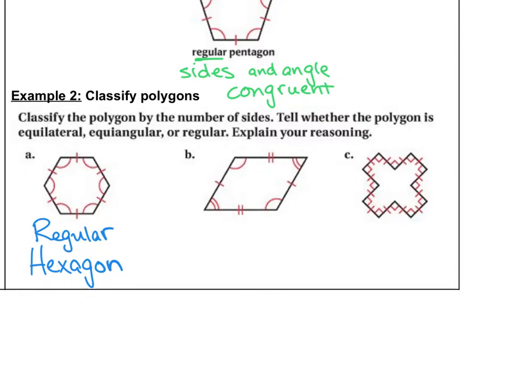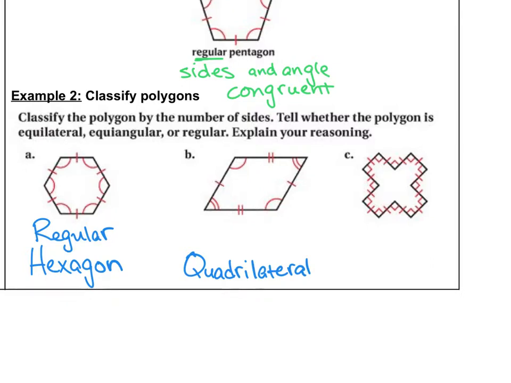Take a look at letter B. Letter B, I got 1, 2, 3, 4 sides. 4 sides is a quadrilateral. And as I look at the angles, these angles are the same, but these aren't. So it's not equiangular. These sides are the same, but these aren't. So that's not equilateral. So that is just a quadrilateral.